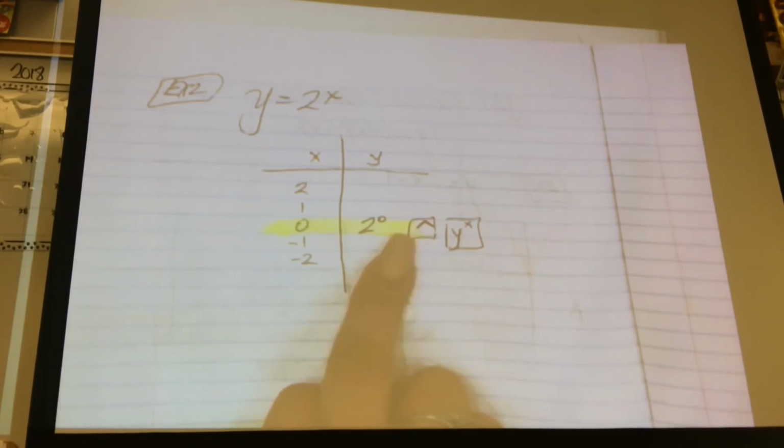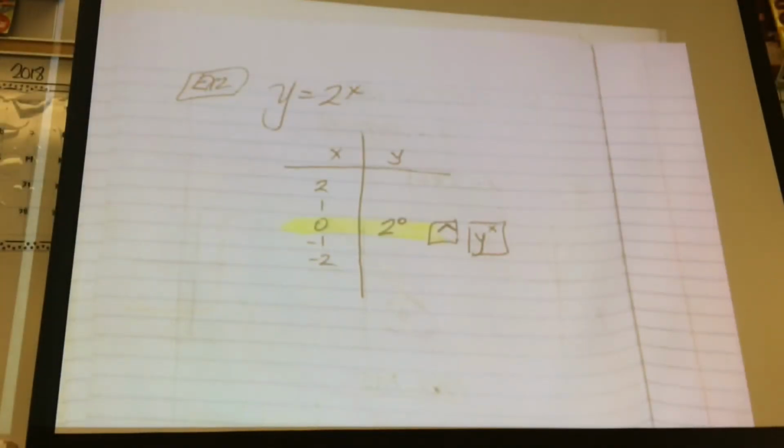The answer's 1. All right. Now do 3 to the 0 on your calculator. What's 3 to the 0? What's 4 to the 0? Oh, we gonna learn today.